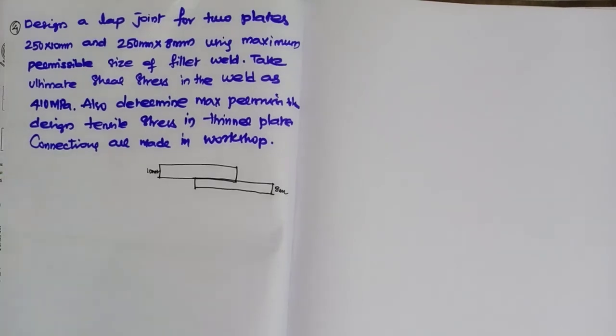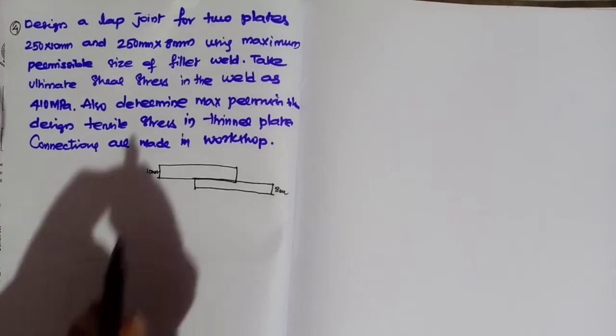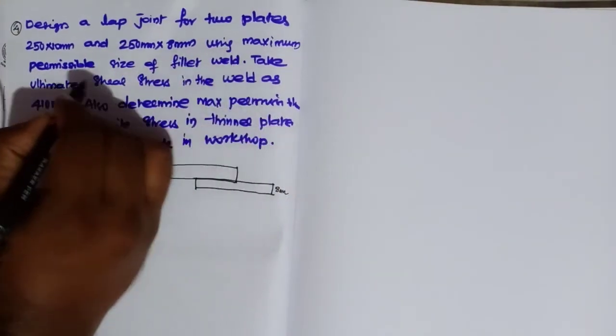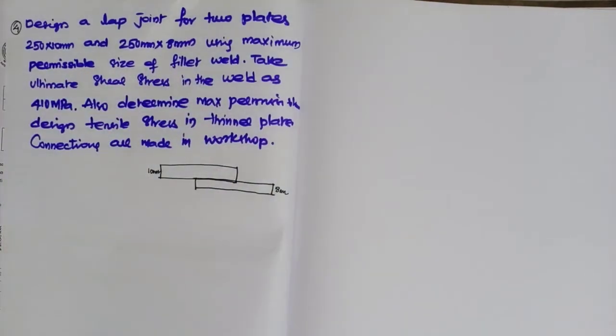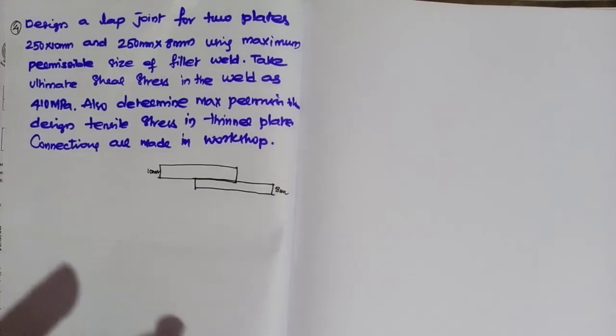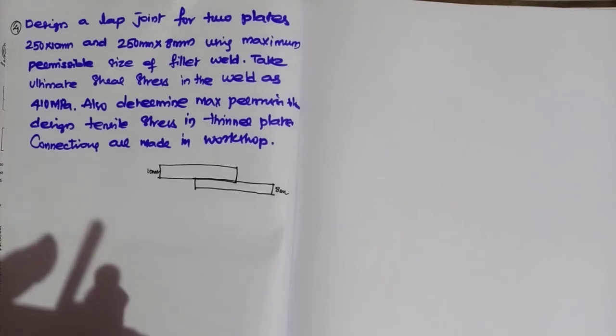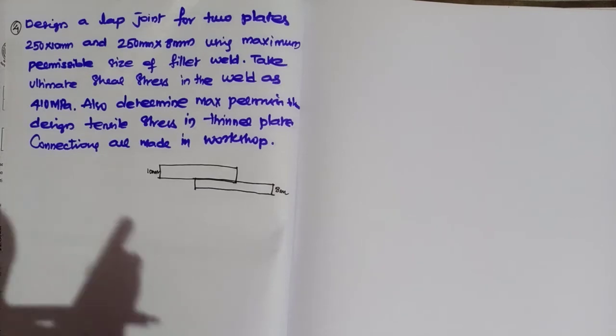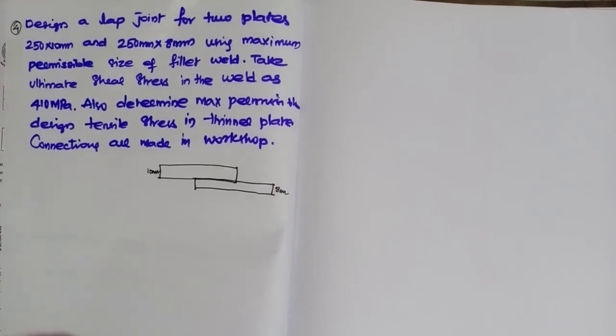The size of the weld is already given, but here he mentioned to use the maximum permissible size of the weld. See, as far as size of the weld is concerned, you will be having a minimum size of the weld, a maximum size of the weld, and what we round up. Three conditions will be there. So in the previous problem the size of the weld was already given, and the minimum size of the weld will depend upon the thickness.